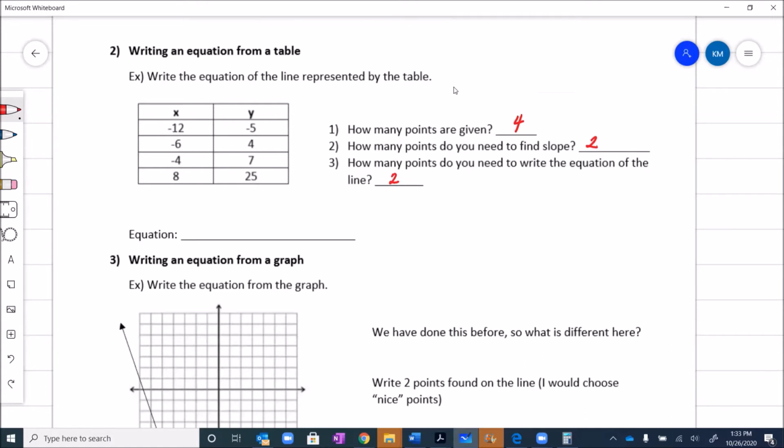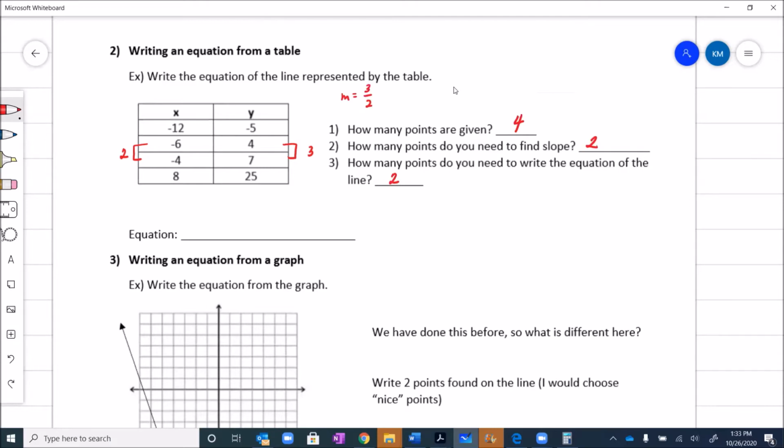Okay, now again, we can choose any points that we want, just like we did last time when we looked at our table. So it really doesn't matter which ones you choose. I'm going to just choose these 2 because the numbers are pretty close there. So from -6 to -4 means x increases by 2. From 4 to 7, y increases by 3. My slope then, found y over x, is 3/2.